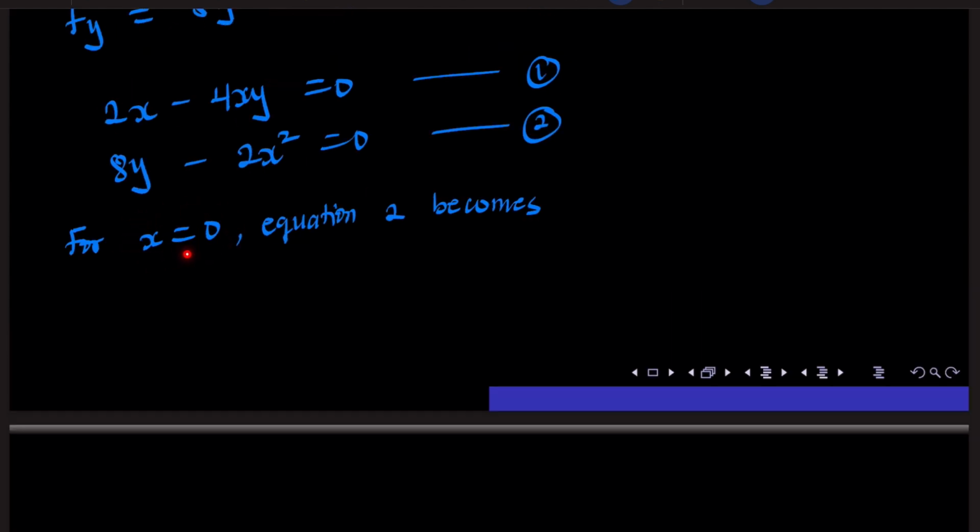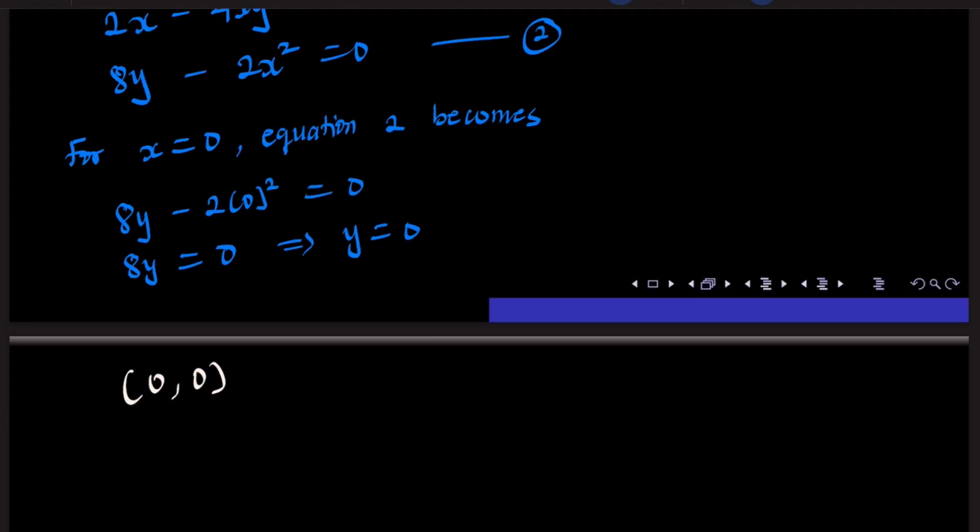For x is equal to 0, equation 2 will now become 8y minus 2 times 0 squared is equal to 0. Thus 8y is equal to 0, implying that y is equal to 0. So now, thus we have the point (0, 0). Thus when x is 0, y is also 0. Now we do the same for when y is equal to 1/2.